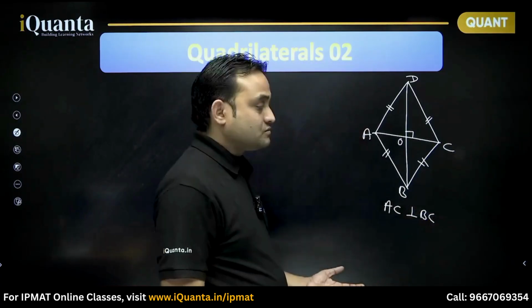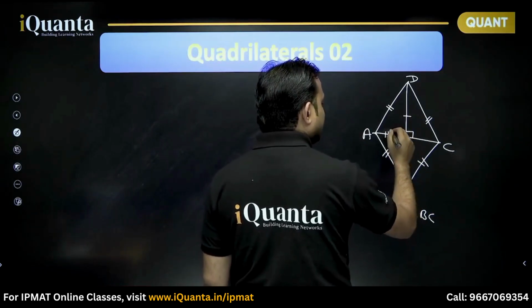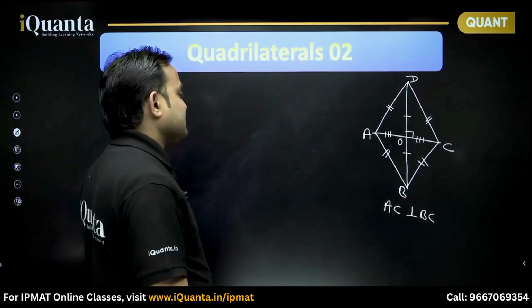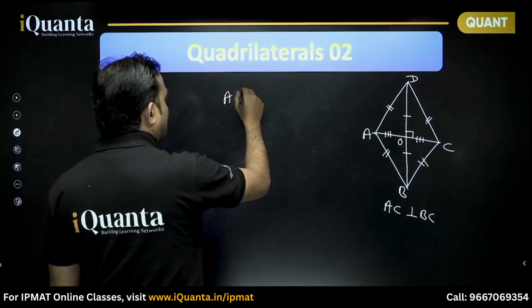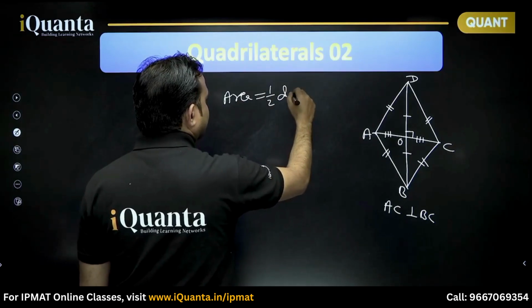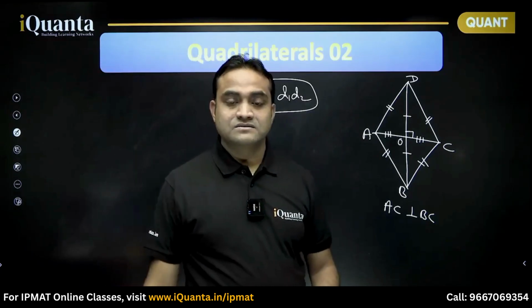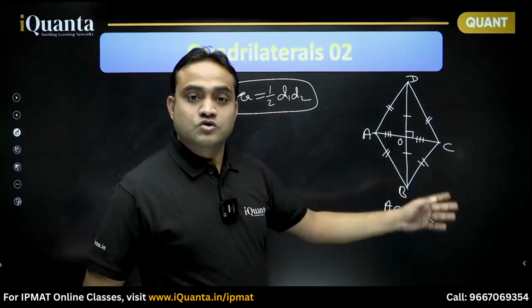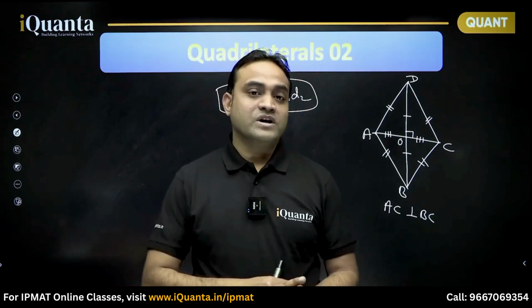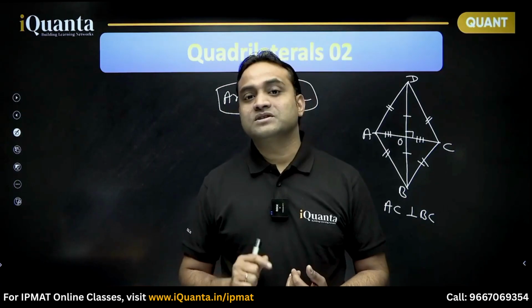What else do we know? That they bisect each other. The diagonals are bisecting each other, right? Apart from that, we can also say that the area of a rhombus is equal to half D1 into D2, where D1 and D2 are nothing but the diagonals of a particular rhombus. All right. So as I said, there are 4 different kinds of parallelograms: simple parallelograms, then comes rectangle, then comes square, and then comes rhombus.